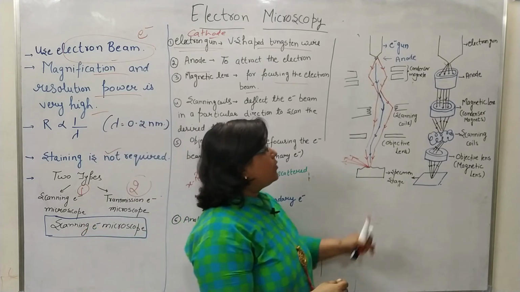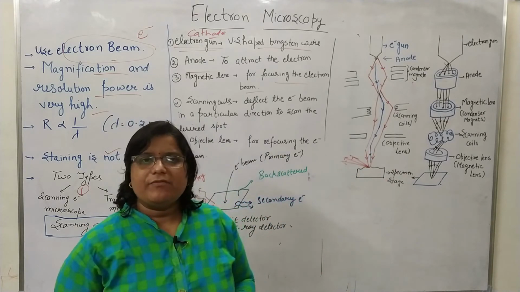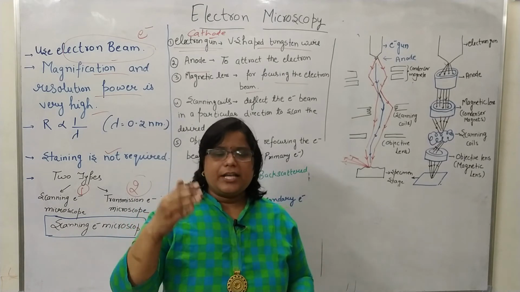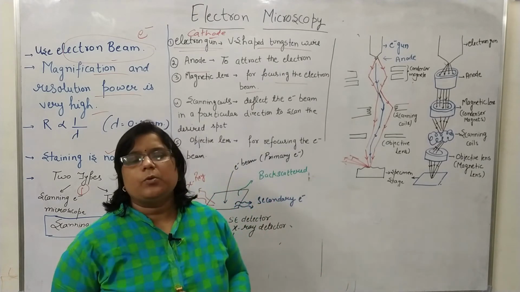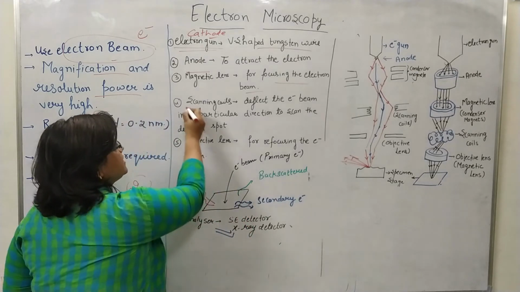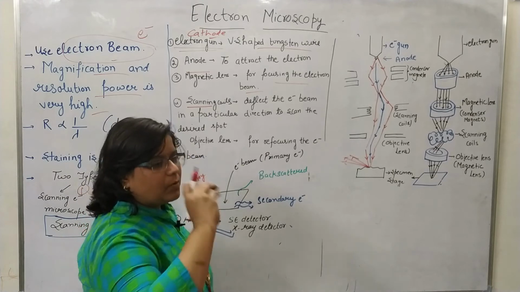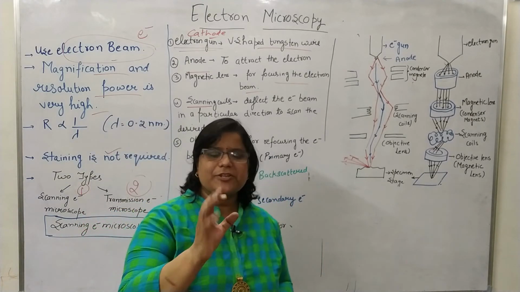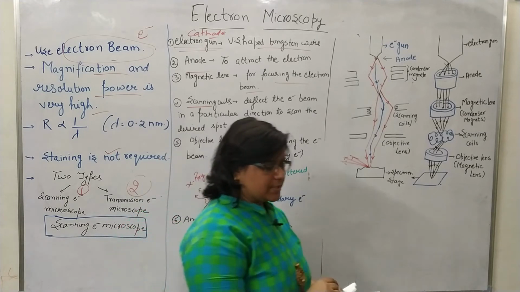Now when we focus this electron beam, the scanning coils will give it a particular direction. Here I will describe the scanning coil. What is the meaning of scanning coil? What is the function of a scanning coil? Here I want to discuss it.